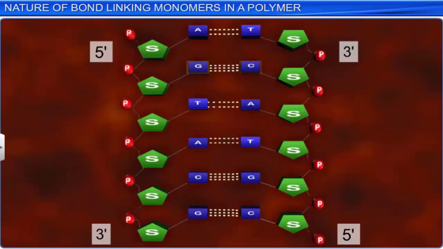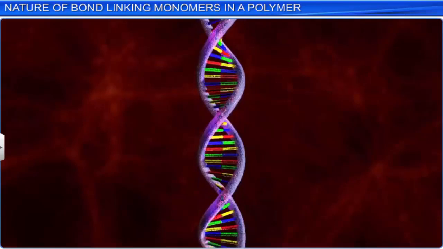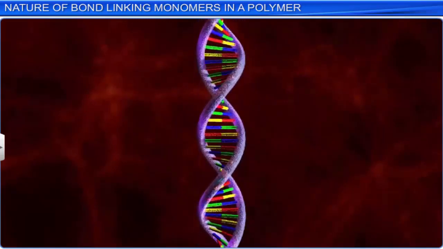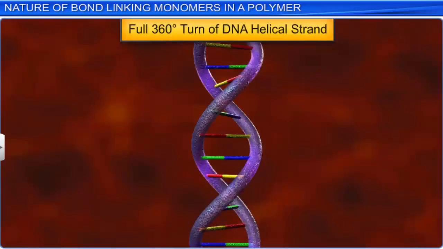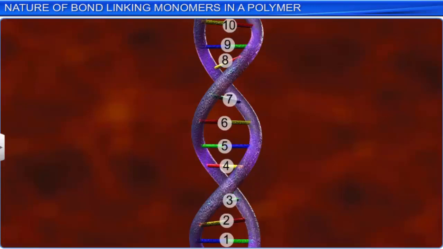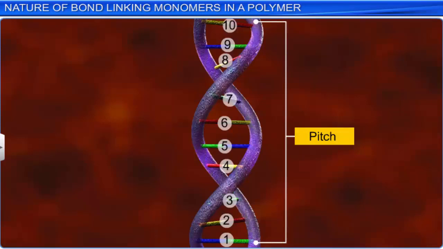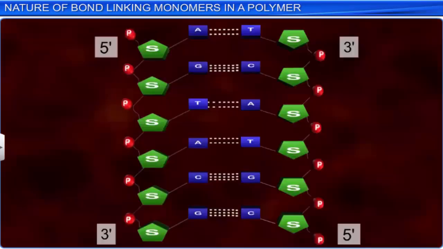Each strand appears like a helical staircase, and every step of ascent is represented by a pair of bases. One full 360-degree turn of the helical strand would involve 10 steps or 10 base pairs. In other words, there are 10 phosphate sugar groups in every full revolution of the DNA strand. The distance along the helix axis corresponding to one turn is known as pitch. In B DNA, the pitch is 34 angstroms. The rise per base pair, or the distance between two base pairs, is 3.4 angstroms.